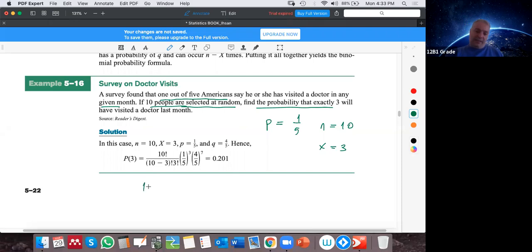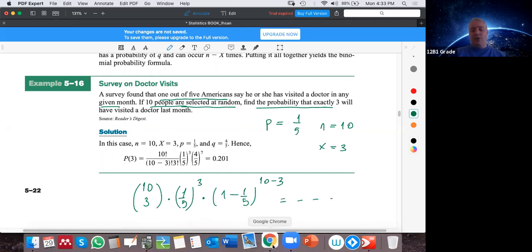So you can say that 10 choose 3, so 1 over 5 to the power of 3 times 1 minus 1 over 5. So this is success, this is failure, to the power of, if this is 3, this will be 10 minus 3. So this result will be the answer to your question.